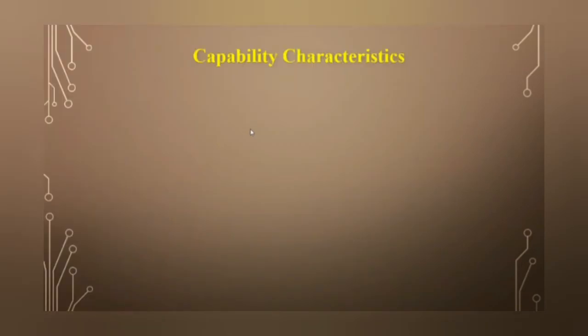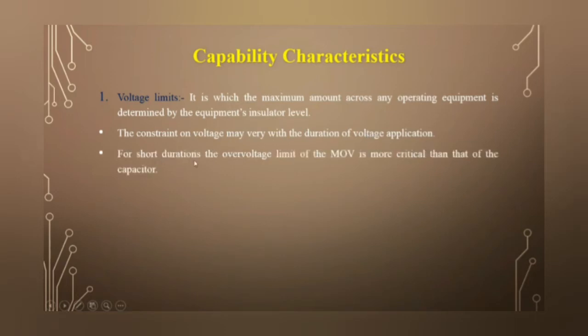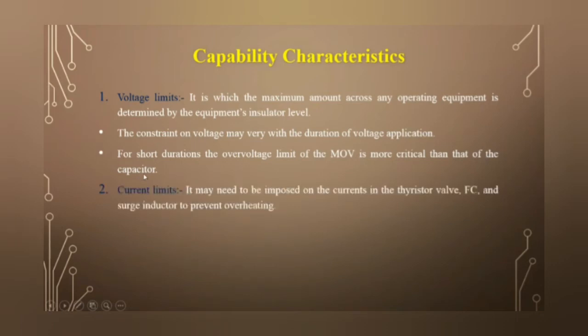Now the capability characteristic, which is also known as the reactance characteristic of the TCSC module. Before learning this characteristic, we need to understand the three limits for that. First one is the voltage limit. The voltage limit, the maximum voltage across any operating equipment, is determined by the equipment's insulation level. And the constraint on voltage may vary with the duration of voltage application. So for short duration, the overvoltage limit of the MOV, which is the metal oxide varistor, is more critical than that of the capacitor.